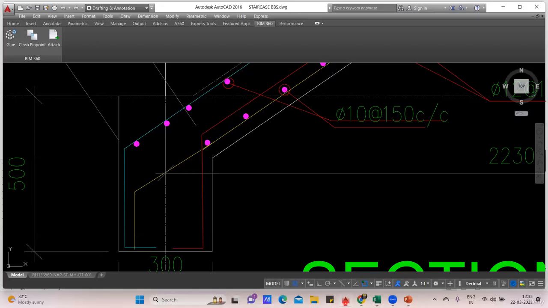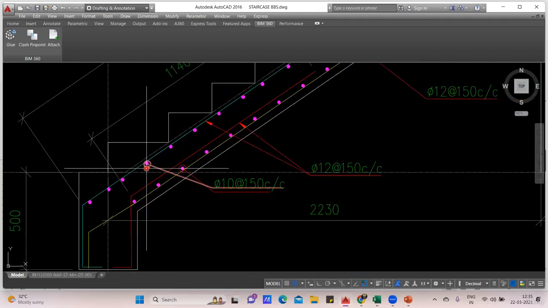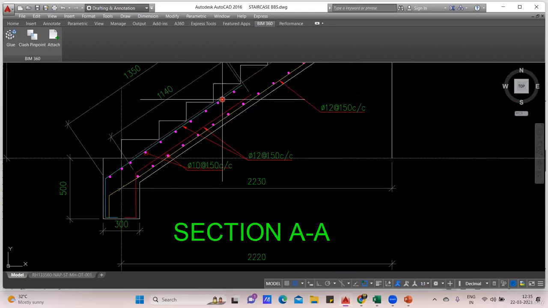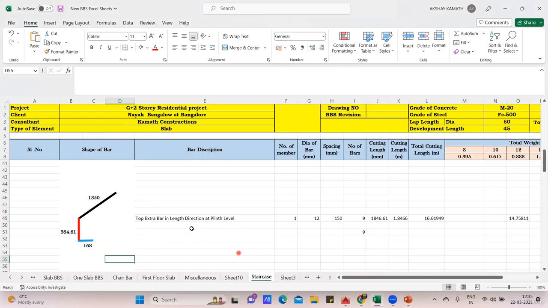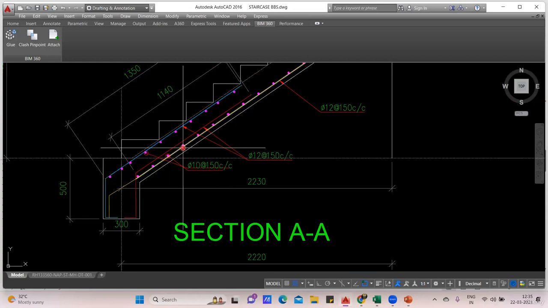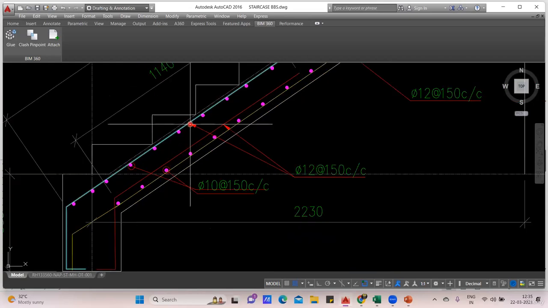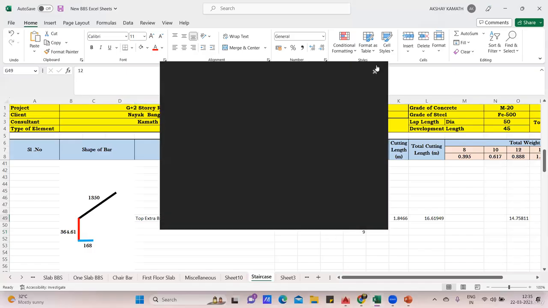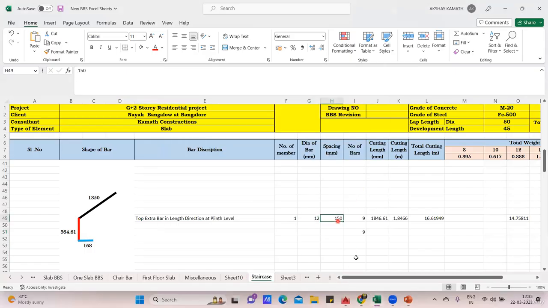So what is the name of the bar? This is a top extra bar. It is called an extra bar again, but it is coming at the top. Previously, for the red color, I had written bottom. This will come at the top. So this is a top extra bar in the longitudinal direction at the plinth level, and I've written the same thing. What's the diameter? It is mentioned here. This blue color, you can see, is a 12 diameter bar at 150 center to center spacing. So write the same thing: 12 diameter bar at 150 center to center spacing.